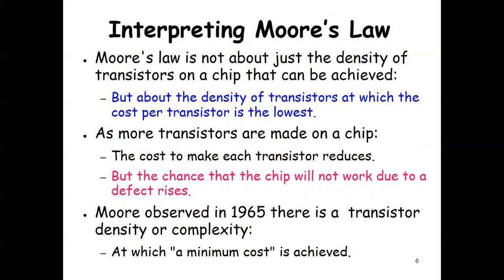Moore's law is not only about the density of transistors, that is, the number of transistors we pack in the chip. It does not only say that we can keep more and more transistors, but also that there will be improvement in performance. It also talks about the density of transistors at which the cost per transistor is the lowest. So it is not just packing more and more transistors, but the cost will also reduce.